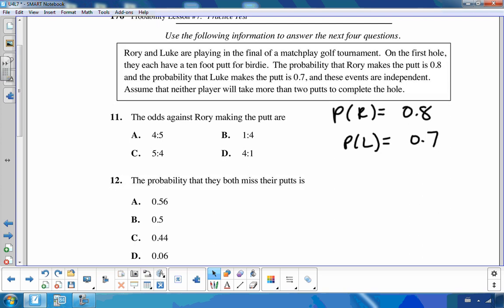the odds against Rory making the putt. So if he has a 0.8 probability of making the putt, that is 8 out of 10 or 4 out of 5 in lowest terms. So the odds against is Rory not making it to Rory making it. So if there are 4 ways that he is going to make it, 5 in total, means there is 1 way that he can't make it. So my answer would be 1 to 4.